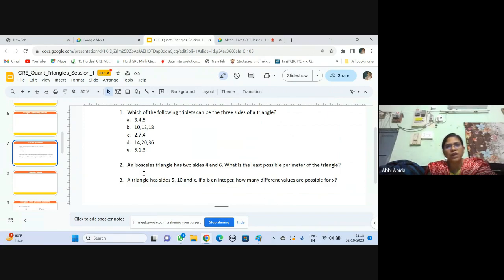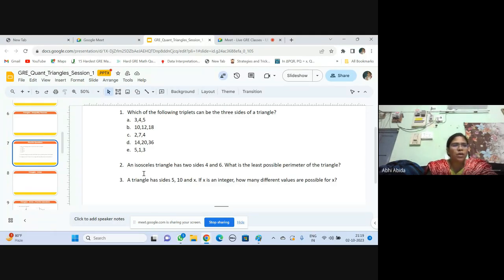Okay, next. An isosceles triangle has two sides, 4 and 6. What is the least possible perimeter of the triangle? This is your next question. So we need to find out the least possible perimeter of the triangle. Perimeter is nothing but the sum of all sides.